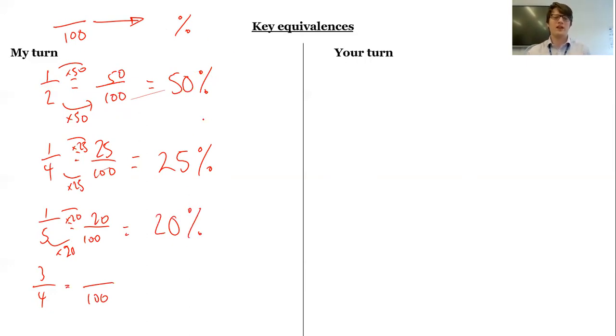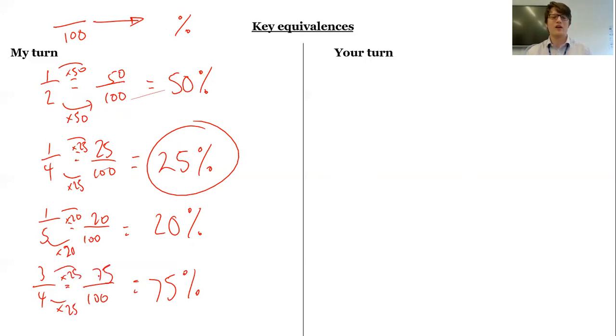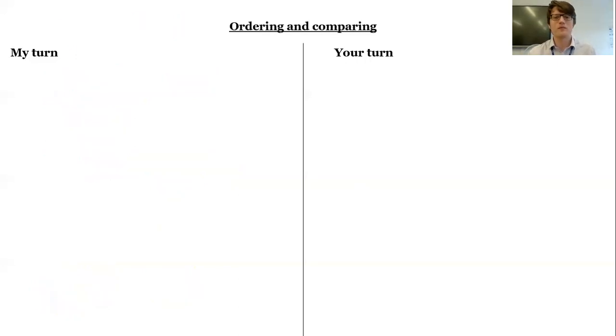So 3/4 then was going to be 3 times 25, which is 75%. Again, we've times by 25, 3 times 25, 75 hundredths. And really just learning these facts is really important. So practice those, keep going over them. We'll go over them a lot more as well in year 6. Ordering and comparing.